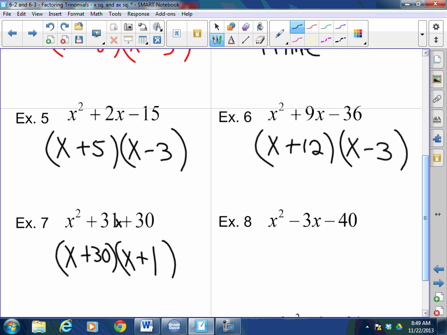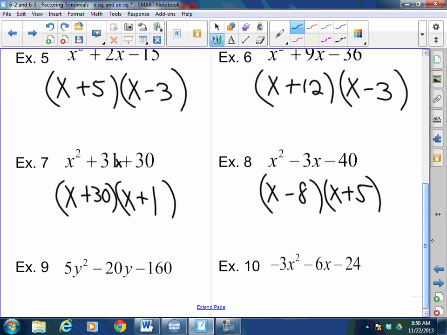Because what times what is 30, but when added together is 31? 30 times 1 is 30. 30 plus 1 is 31. Okay, what times what is negative 40, but when added together is negative 3? Negative 8 and positive 5. Excellent. You guys rule. Negative 8 times 5 is negative 40. Negative 8 plus 5 is negative 3.